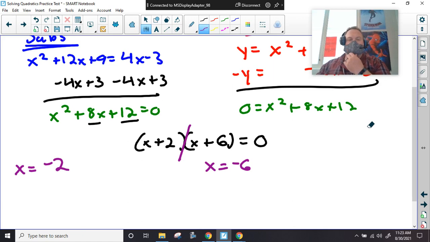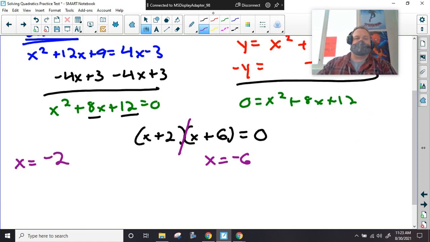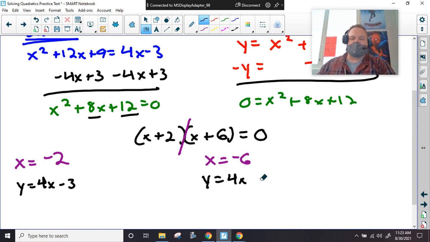All right, so we found our x values. Now we need to find our y. So let's plug it back in to our linear. We could plug it into the quadratic, but the linear is so much easier. And we're teenagers, so we like easy things.